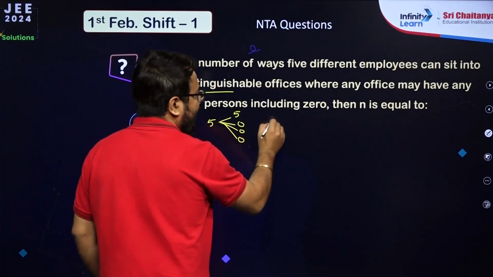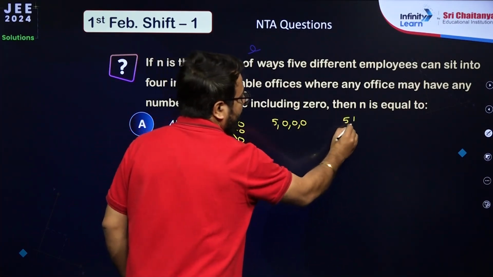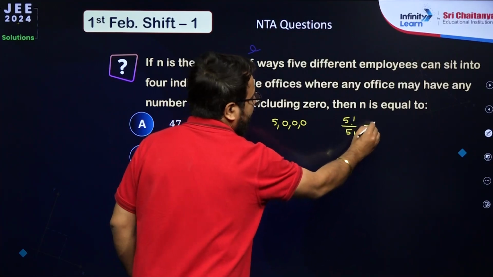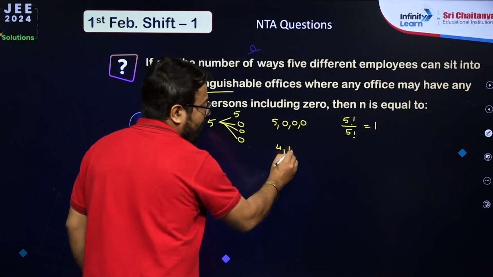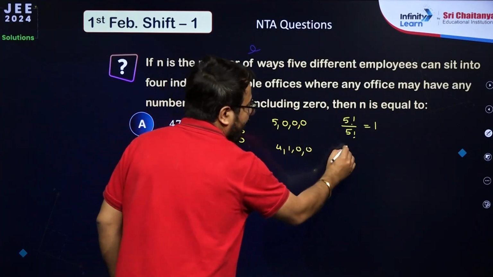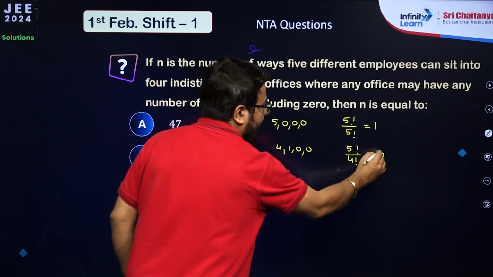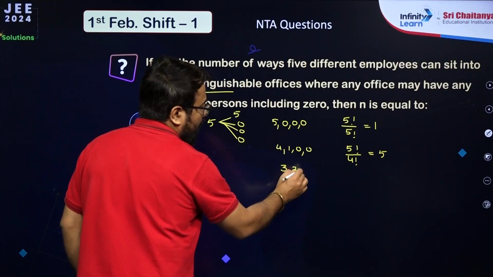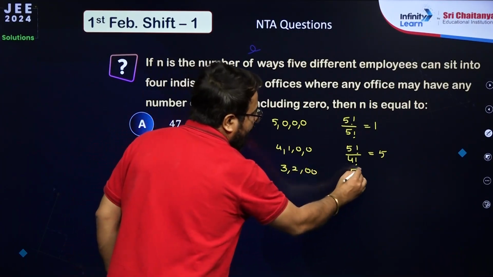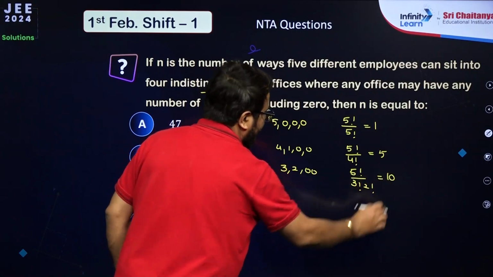Alright. So this can be done with the help of 5, 0, 0. This is 5 factorial over 5 factorial, and hence it will be equal to 1 way. Second possibility is 4, 1, 0, 0. This will be 5 factorial over 4 factorial, that is 5 itself. Third possibility is 3, 2, 0, 0. That will be 5 factorial over 3 factorial, 2 factorial, and that is 10 ways.